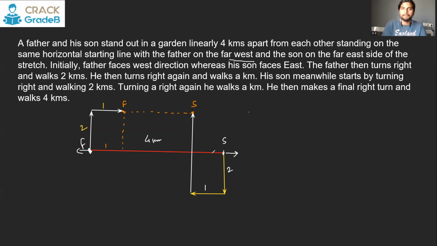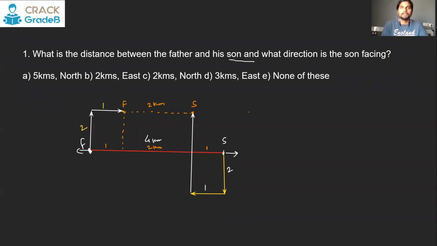This is 1 kilometer. This is 1 kilometer. So the remaining will be 2 kilometers. So the distance between son and father is going to be 2 kilometers. Let's try to answer the questions based on this. What is the distance between father and his son, and what direction is the son facing? So son is facing upward, son is facing north, and the distance between father and son is 2 kilometers. So the answer will be 2 kilometers and north.